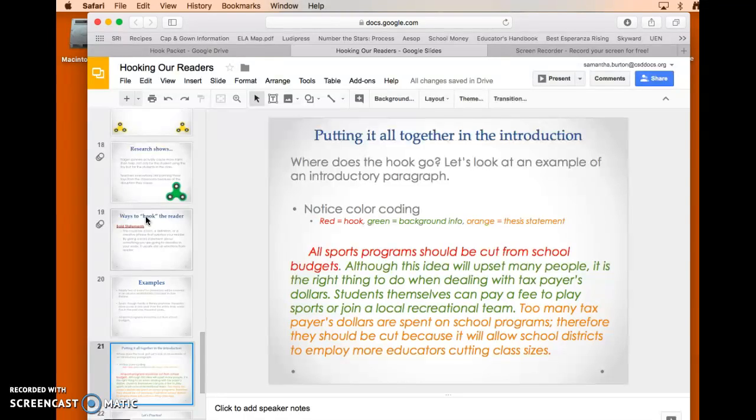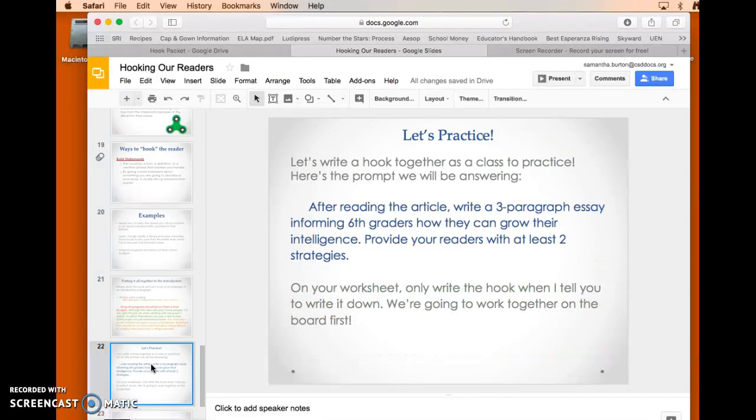So all sports programs should be cut from school budgets. That's a strong, bold statement that's like, no, they shouldn't. I love sports. I don't want them to go away. Although this idea will upset many people, it is the right thing to do when dealing with taxpayers' dollars. Students themselves can pay a fee to play sports or join a local recreational team. Too many taxpayer dollars are spent on school programs. Therefore, they should be cut because it will allow school districts to employ more educators, cutting class sizes. All right, so notice how that grabs our attention. Okay, I'm going to skip this. We're going to do this on Monday next week.